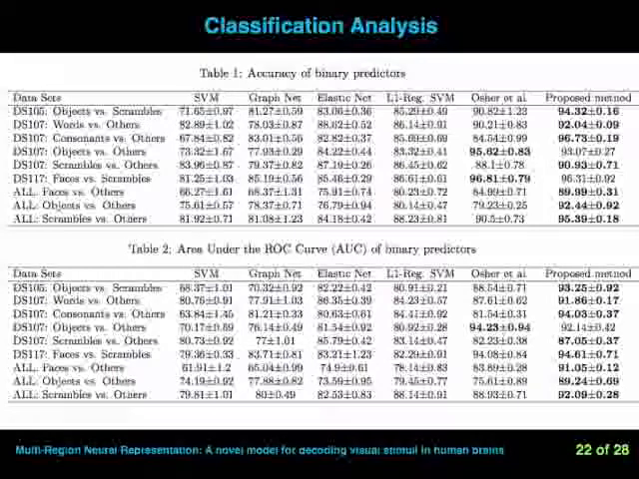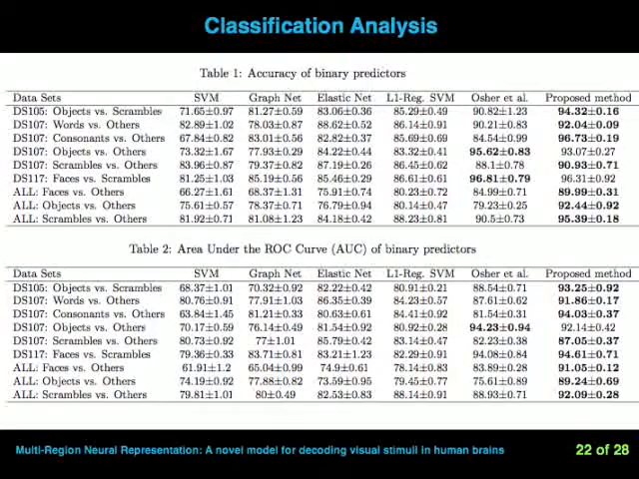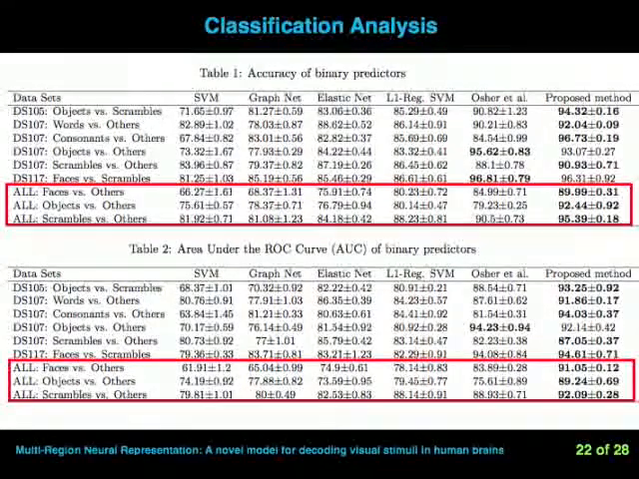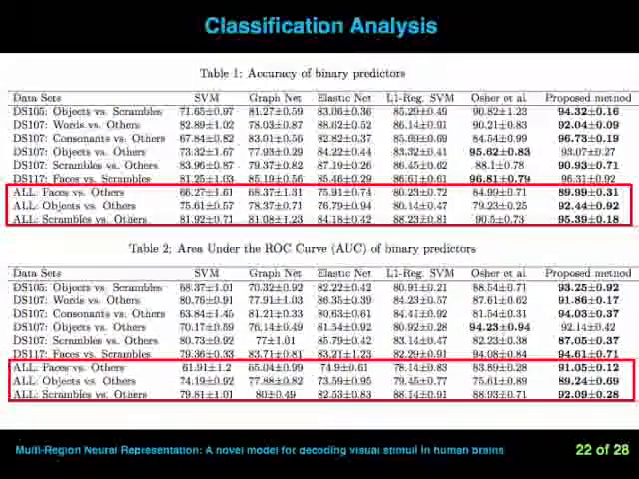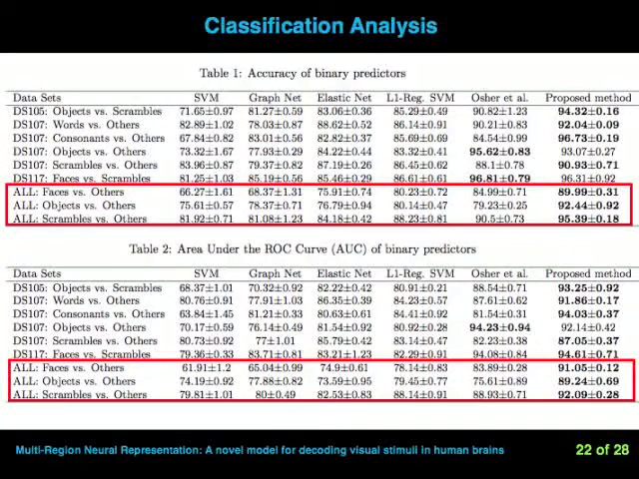Well, the performance of the classification learning is illustrated in these tables, including accuracy at the top and AUC at the bottom. As we can see here, we provide combinations of these datasets in the last three rows, where faces, objects, and scrambles are compared with other stimuli.